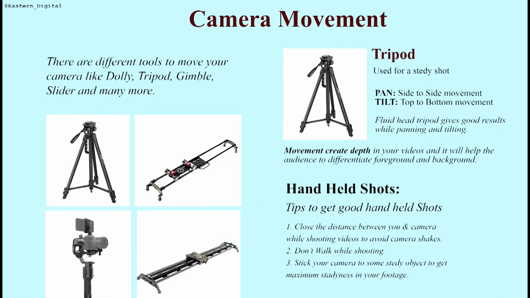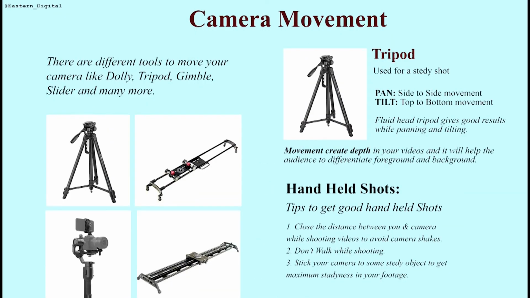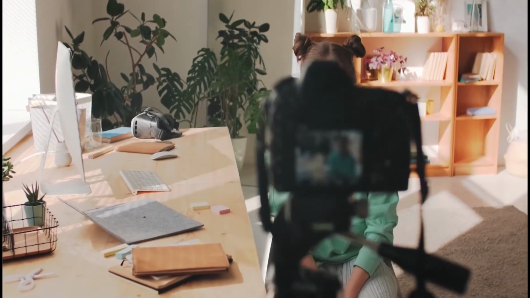Hello everyone, in this video we are going to learn about camera movements. Well, there are many different tools to move your camera like tripod, gimbal, slider, dolly and many more. A steady shot looks much more professional, and the most important thing is you should only move your camera when it is required. For a steady shot or a steady movement, always use a tripod. There are different kinds of tripods, but the tripod that I would recommend is a fluid head tripod.